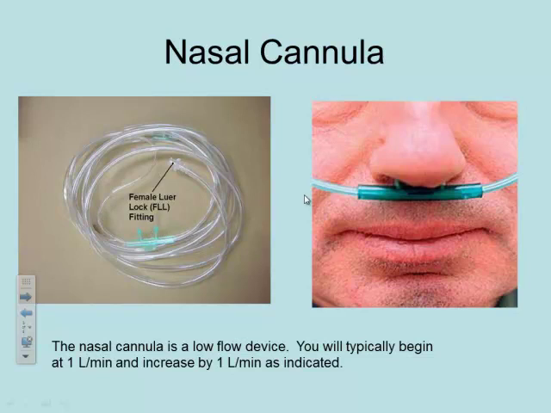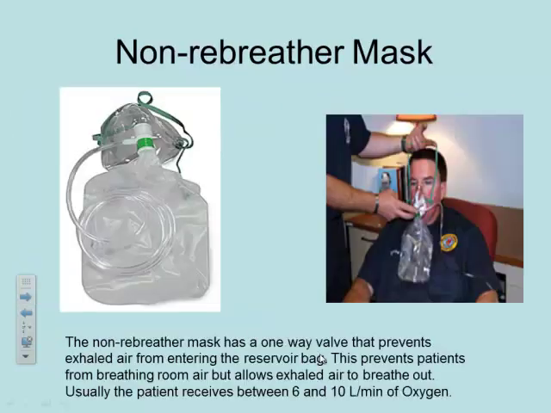The two little prongs here just fit comfortably inside the patient's nose, and then the cable wraps behind the patient's ears. And you just want to make sure it's comfortable, and when you move the patient, you want to make sure that the cable, the tubing, is not pulling on the patient's nose. So again, the nasal cannula is a low flow device, and that is what we would initially use if the patient's sat drops below 94%.